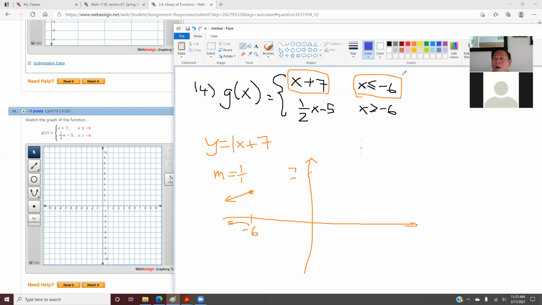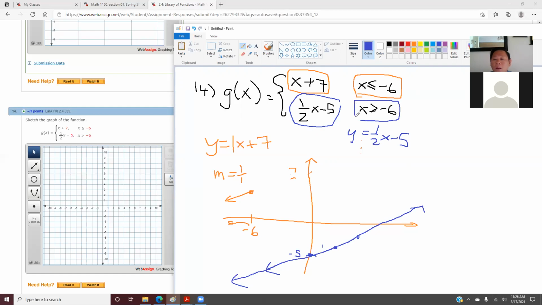Now we do the same thing on this graph. y equals 1/2 x minus 5. This one we know the y-intercept is at -5. And your slope is 1/2. So 1, then you go over 2, right? So this is your graph of y equals 1/2 x minus 5. Let me draw longer here. But this graph only takes from where? From -6 and more. Greater, right? So more.